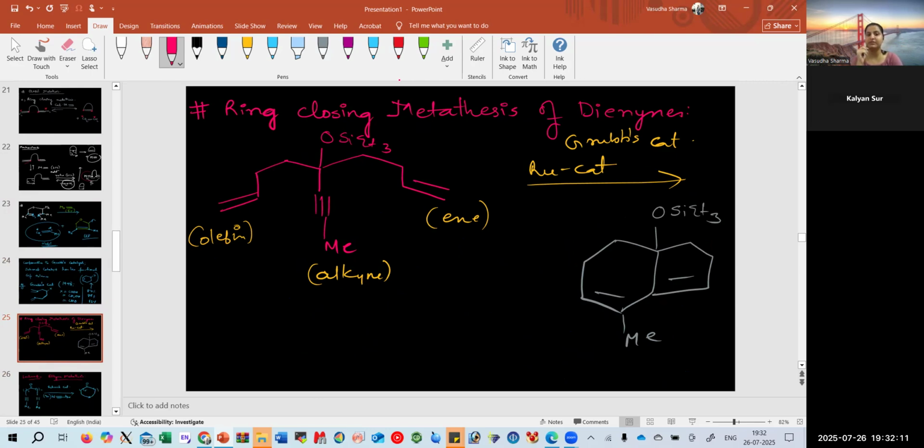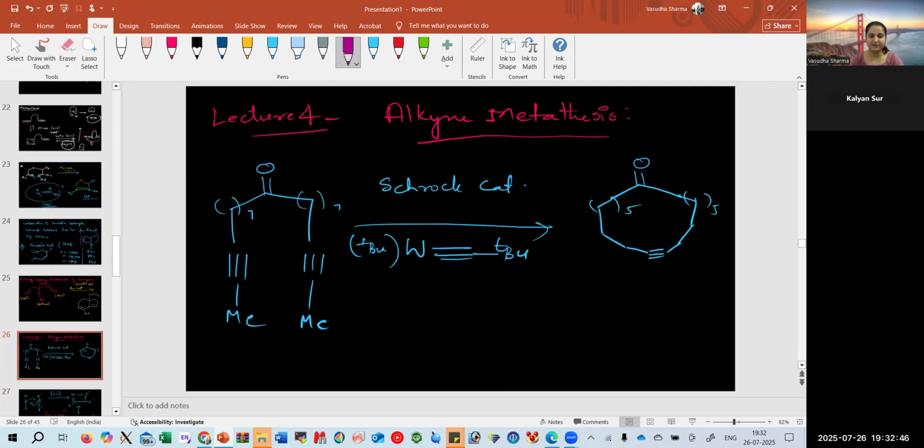Now, another point, that ring closing metathesis of enynes, meaning we have a combination of olefin, alkene, as well as alkyne. If you can see, on our left side, there is an olefin. On the right side, there is an olefin, and in the center, we have an alkyne. It can be just ene and yne also. So firstly, it will undergo the interaction between the alkene and alkyne, and when it forms an alkene, the other one will go and interact with the second alkene in presence of the Grubbs catalyst, and this is our product that we have formed.